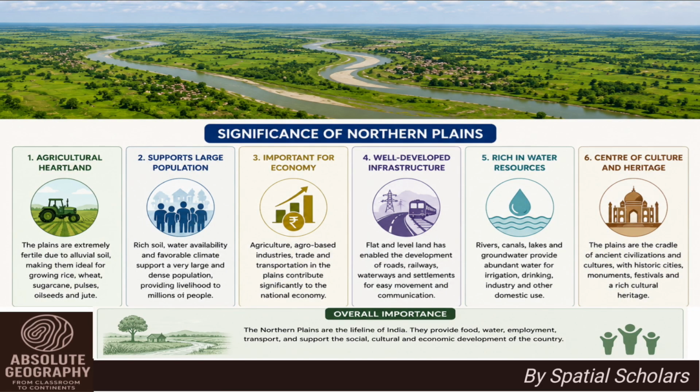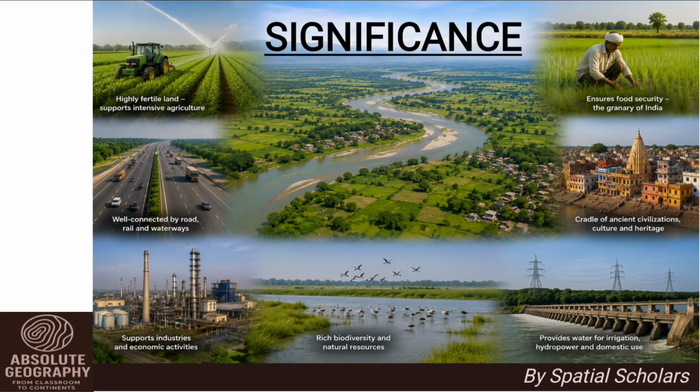This region is also densely populated because it provides favorable conditions for settlement, including fertile soil and abundant water supply. As a result, many important towns and cities have developed in these plains, making them major centers of economic, industrial, and cultural activities. Thus, the northern plains form the backbone of Indian agriculture and support a large proportion of the country's population.